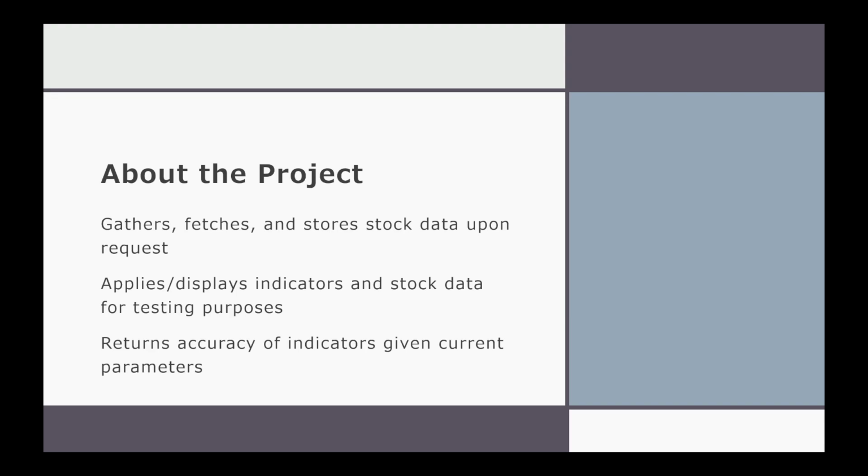The project is meant to allow a user to test technical analysis indicators on historical stock data and hopefully develop profitable strategies when trading a specific stock. The way that works is by gathering, fetching, and storing data upon request, whether that be making an API call or fetching the data from a database, and applying and displaying those indicators in that data for testing purposes. The program also returns the accuracy of the indicators given the current parameters associated with them.